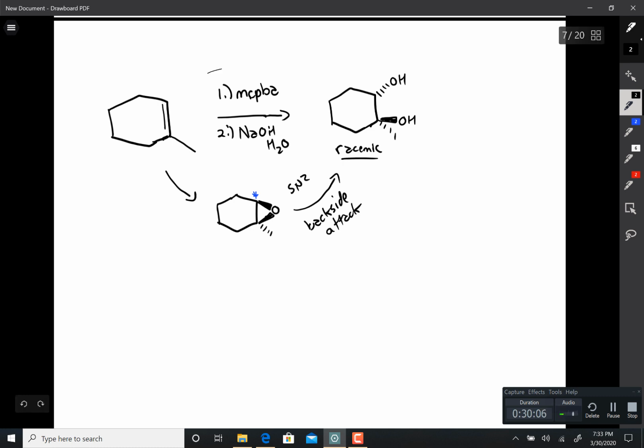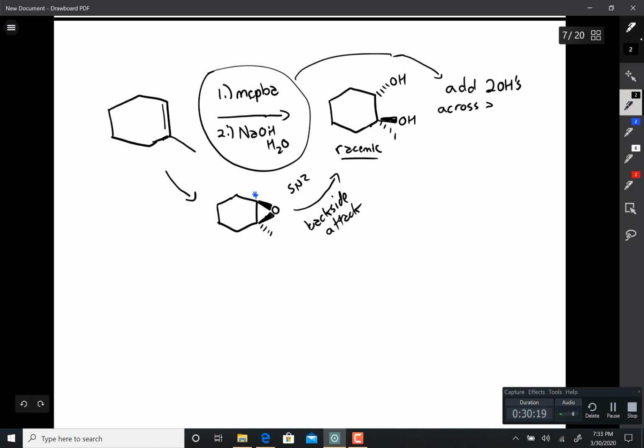These conditions together add two OHs across an alkene anti to each other.